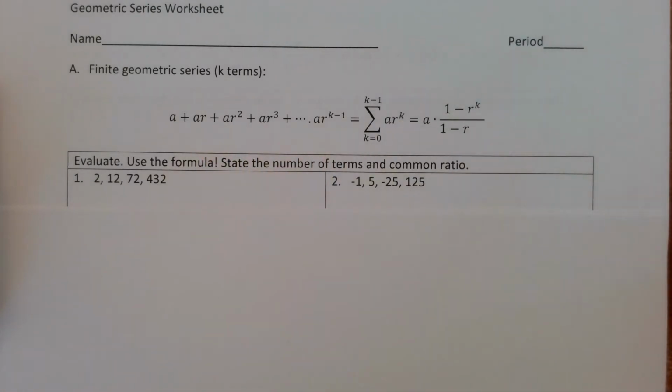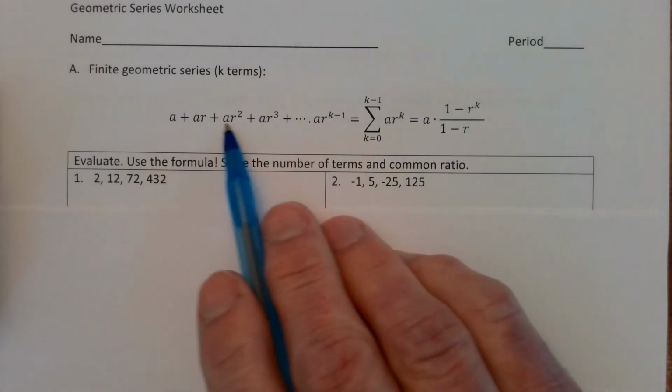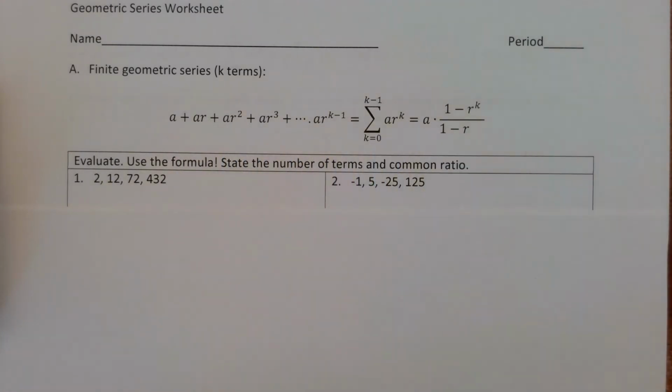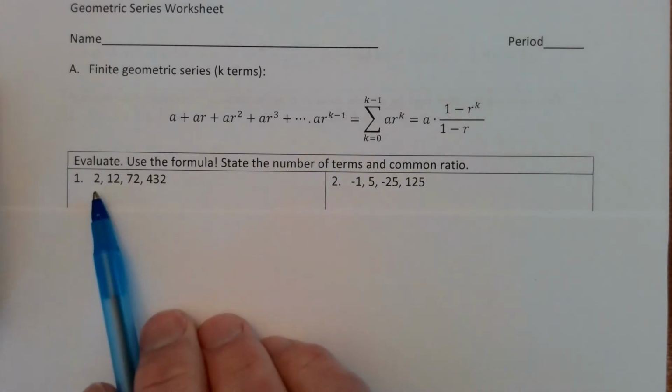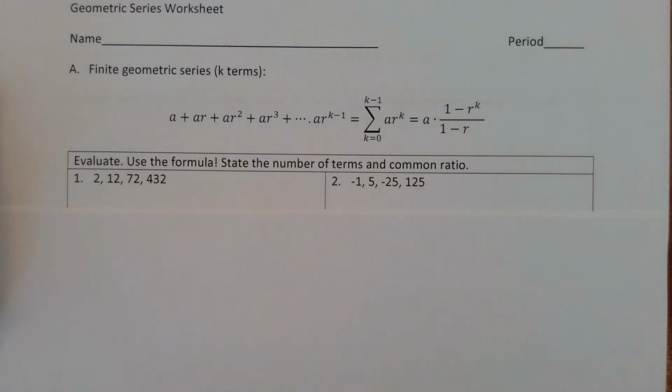You'll need to know what the first term is. That's the easy part. That's 2. And that's the A that you see in this formula. And then you'll also need to know how many terms you have, and in some cases you can just count them up. There's 1, 2, 3, 4 terms.